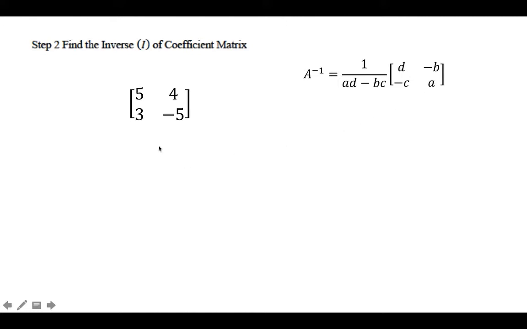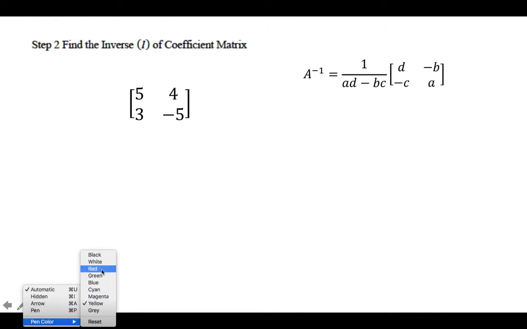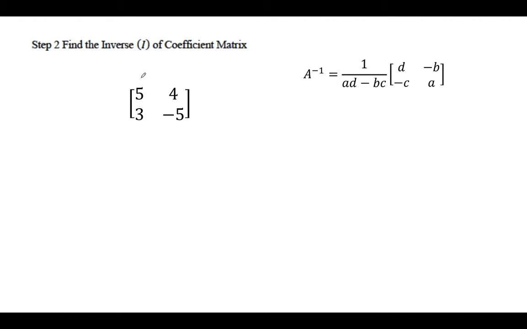What I'm going to do is take my coefficient matrix and substitute my values into the formula to find the inverse. Let's recall, it goes like this: A, B, C, and D. Now that I have labeled my matrix, I know how to substitute them into my equation.